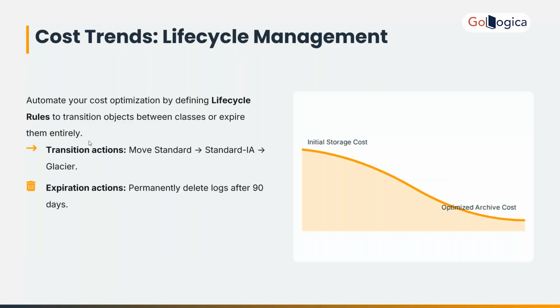So, expiration actions: permanently delete logs after, say, 90 days. Whatever days you set in the life cycle policy, that will apply, and it will automatically do that for you.